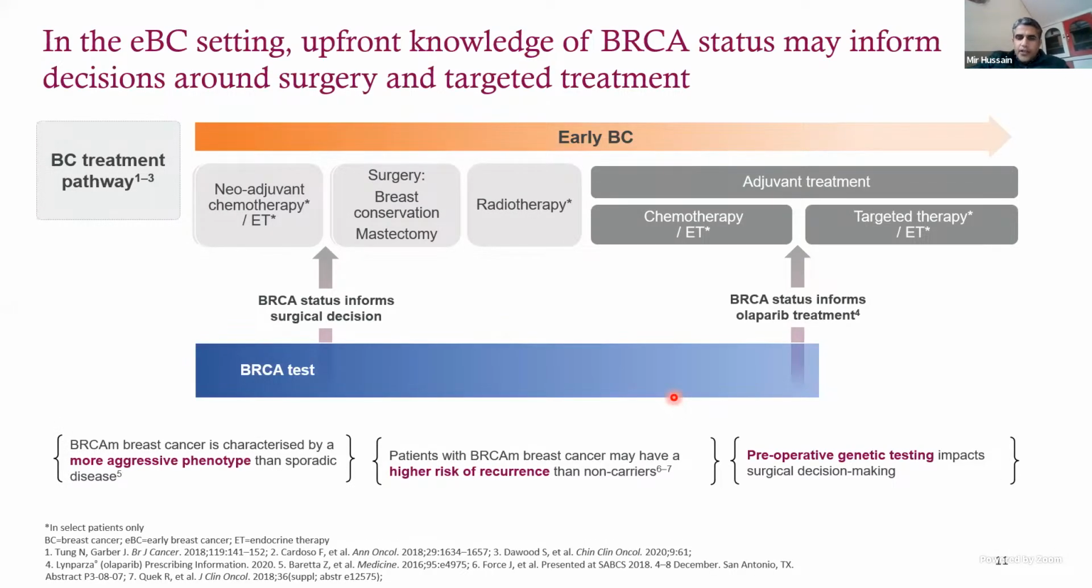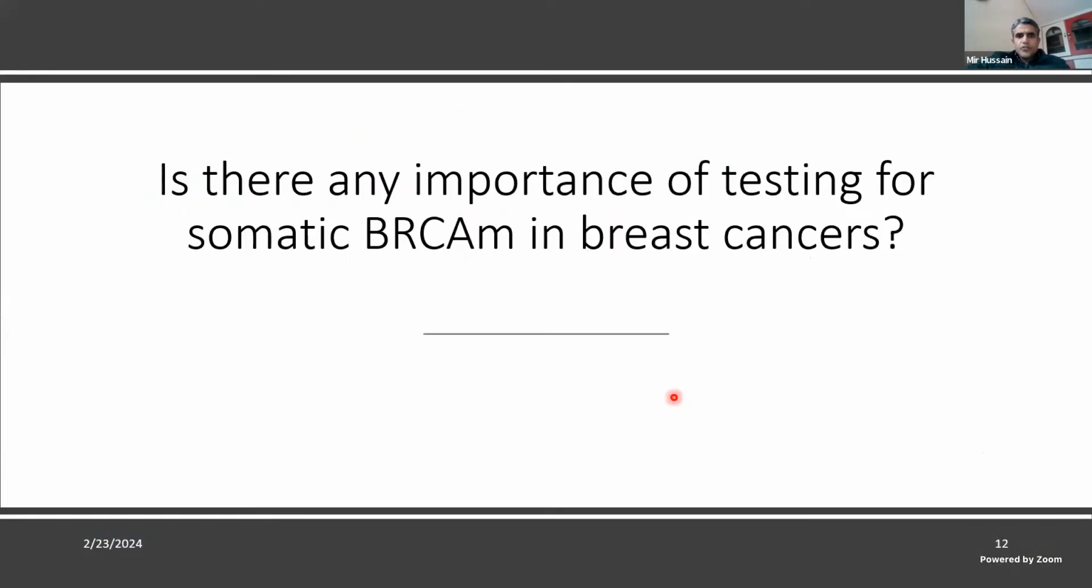This was elaborated by Dr. Mukesh, that if we order this in the upfront setting for a patient who has a strong indication, we may have a say in the surgical management as well as in the adjuvant setting, where we give olaparib as maintenance therapy. Though we always do germline testing in breast cancer, is there any role for somatic BRCA mutation testing in breast cancer? Dr. Nitesh.